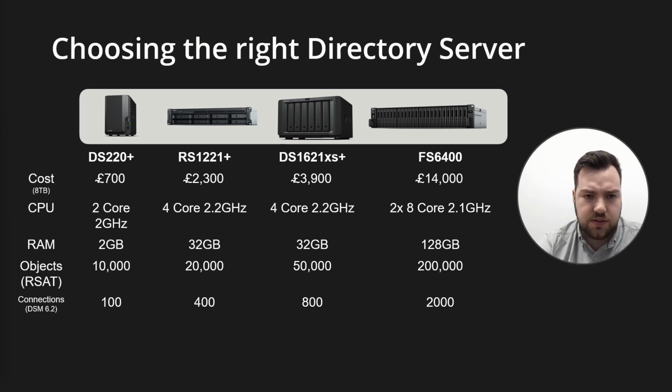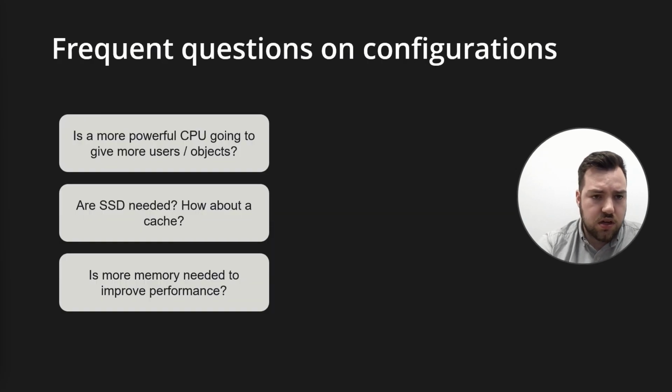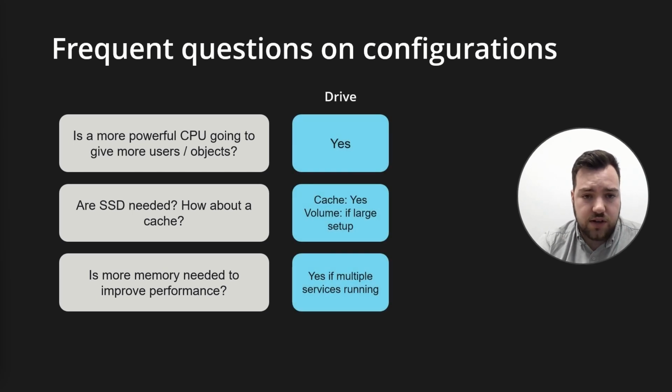But we have some frequent questions we're asked about configurations. Is a more powerful CPU going to give more users and objects? Is an SSD cache needed? Are SSDs needed? And is more memory needed to improve performance? Well, the answer is yes. In terms of drive, a more powerful CPU will give you more objects and users. A cache is always going to be answered yes when it comes to a file server or drive, because it will cache your locally used files. But if it's going to be a large amount, we'd probably recommend going with SSDs.